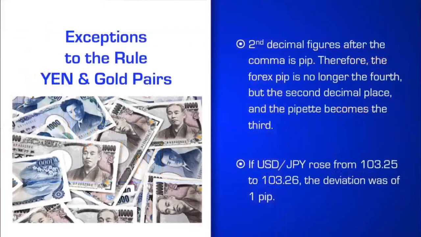There are some exceptions to the rules, such as yen pairs and gold pairs. In yen and gold pairs, the second decimal figure after the decimal point is the pip. So, for instance, look down here. It says, if USD JPY rose from 103.25 to 103.26, that deviation was 1 pip. Notice there's not 4 decimal places. There's not 4 digits after the decimal. This only applies to yen and gold pairs.